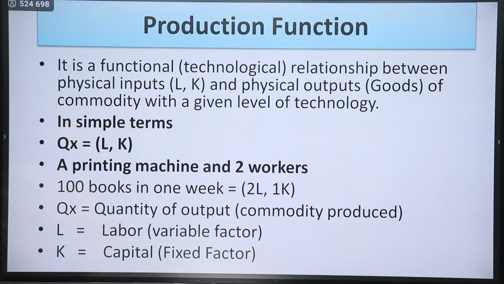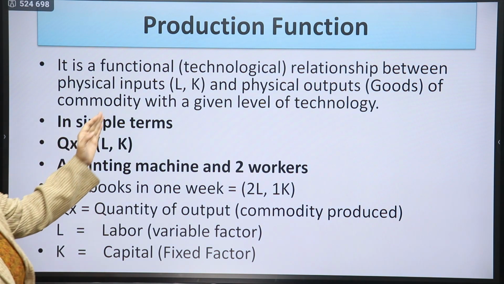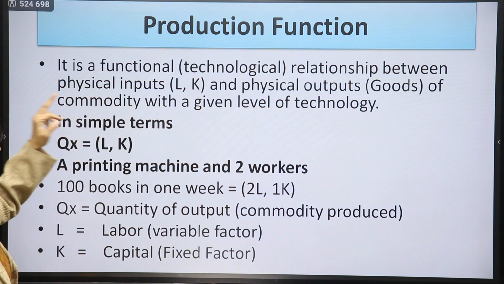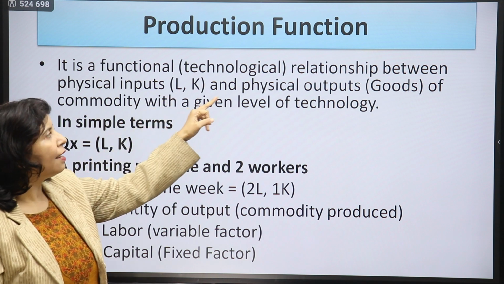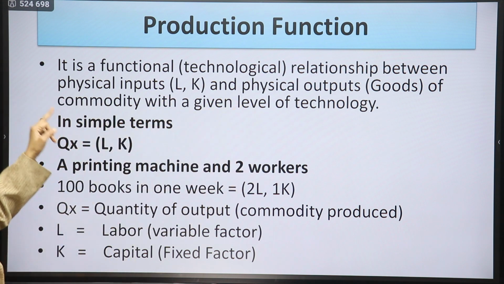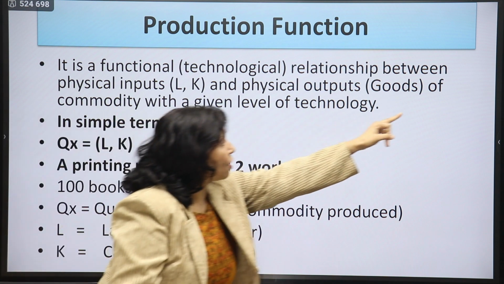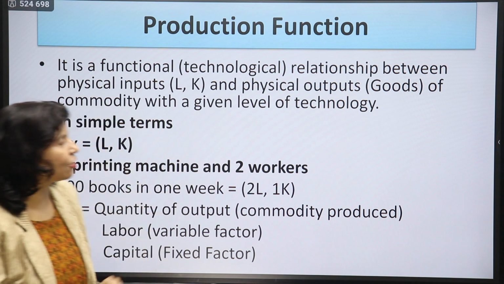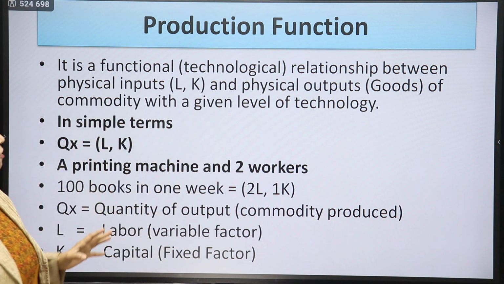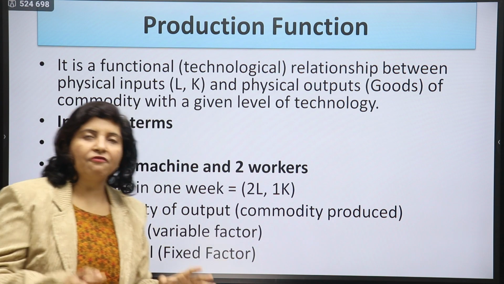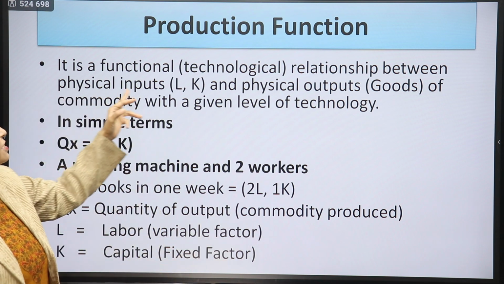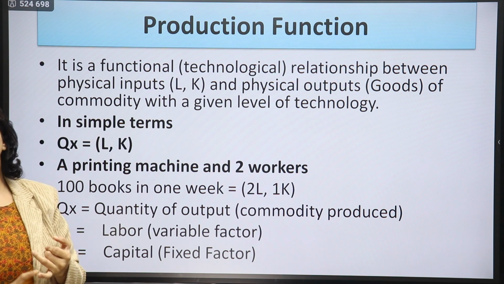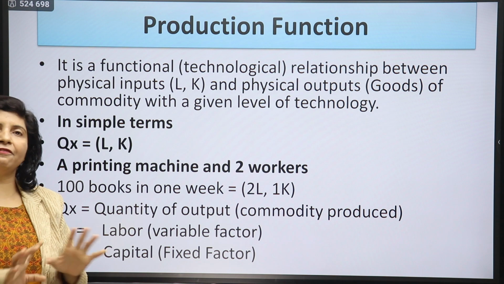Then here, production function. What is that? It is a function, a technological function you can say, or technological relationship, between physical inputs, that is labor and capital, and physical outputs, that is goods or commodity, with the given level of technology. So, when we want to produce certain commodity, we have to use inputs. These are physical inputs. What are physical inputs? Like land, labor, capital, entrepreneur, and then your plant, machinery, everything is there.